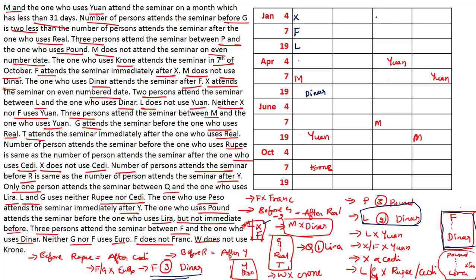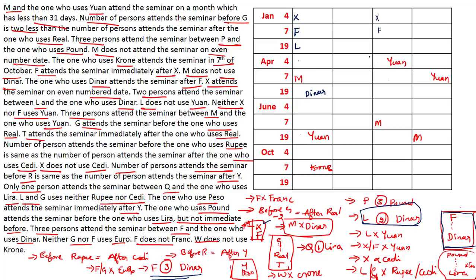In the same manner, if x and f can be here, so if x is here, f can be here. So 1, 2, 3. Dinar can be here. 1 plus L, 2 plus L can be here. So again 1, 2, 3. Dinar can be here. 1, 2, L can be here. There are two possibilities. Again, if I cannot place x or f here.